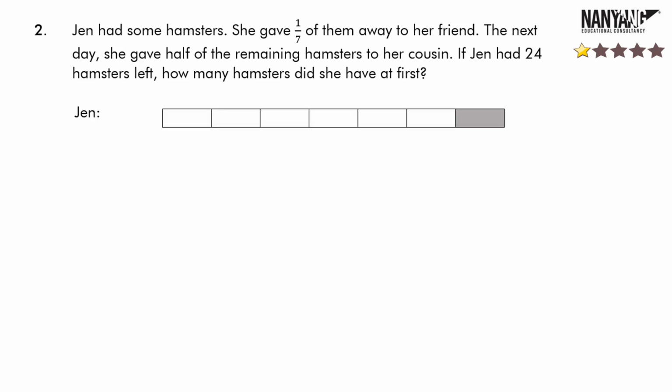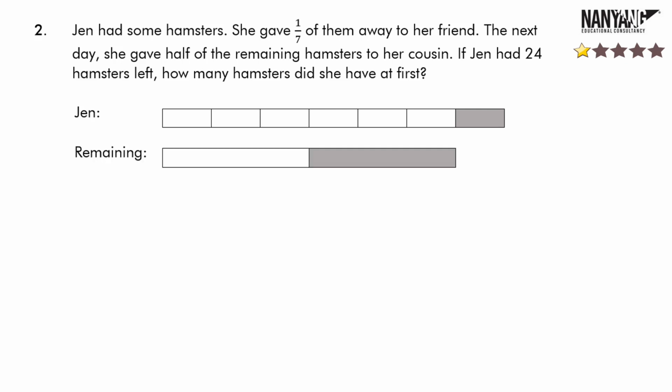Alright, so our first step is to write down Jen, and we draw a model and divide it into 7 equal parts. We shade the 1 part that she gave to her friend. Then we draw the remaining number of hamsters. We make sure that the length is equals to 6 bars, and then we divide it into 2 parts. We shade half of it, as this is the remaining hamsters that's given to Jen's cousin. Now we find out that the LCM of 6 and 2 is 6. So the remaining is equals to 6 units.